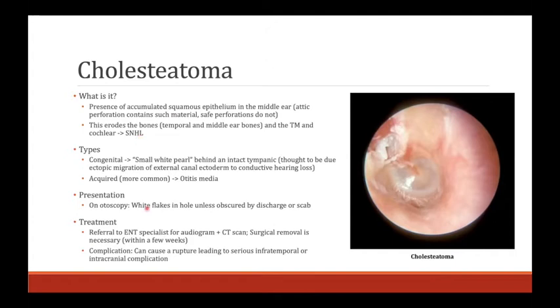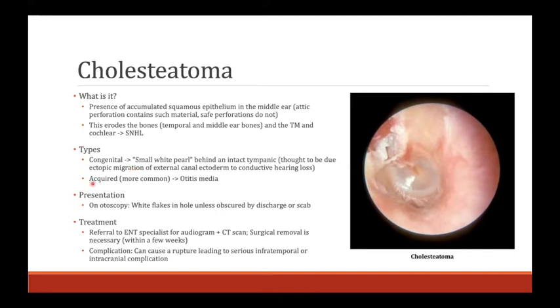So in terms of the types of cholesteatomas, there's two main types that you need to know about. The first one is a congenital type, which is also defined as a small white pearl. So it kind of looks exactly like this otoscopic examination here, where this little bit here kind of resembles a pearl. And this is thought to be due to migration of the ectoderm. Don't really need to worry about the embryology. It's not something that will be tested in a clinical context. It's just something to consider that if it is a congenital cause, you need to consider that other people in the patient's family might be having it as well.